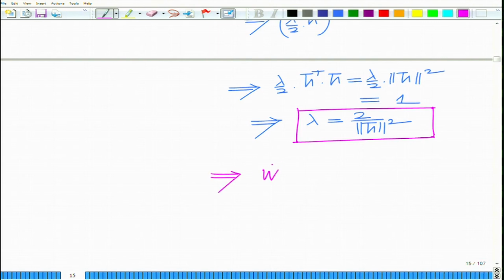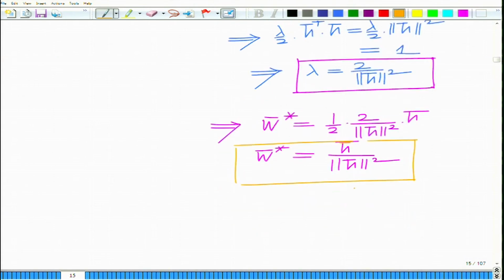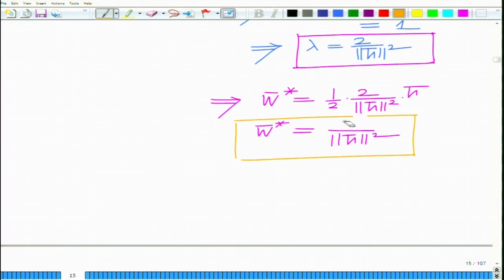And therefore this implies the optimal beamformer, which you can now denote as W star. W star equals lambda by 2, so that is half into 2 over norm H bar square into H bar. So, this is H bar divided by norm of H bar square. So, this is your optimal beamformer, H bar divided by norm H bar square.